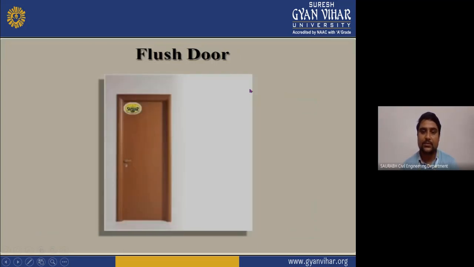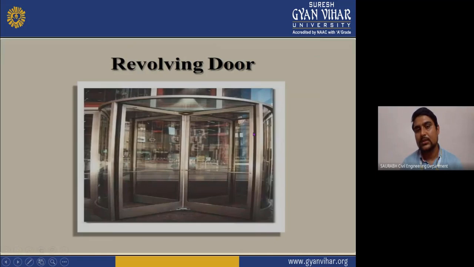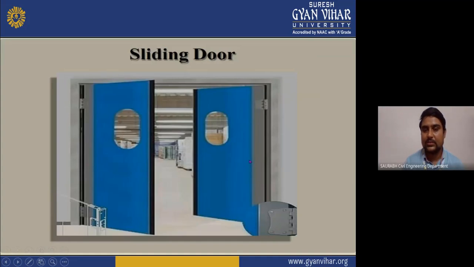And this is your flush door. As you can see, this is also provided in the WC and kitchen area. And louvered door, this is provided for the aesthetic view. And this is revolving door. This is generally provided in commercial buildings, and this is semi-automatic actually. Sliding door, this is also provided in very special places. You cannot provide this sliding door at your home because the cost of these types of door is very high.